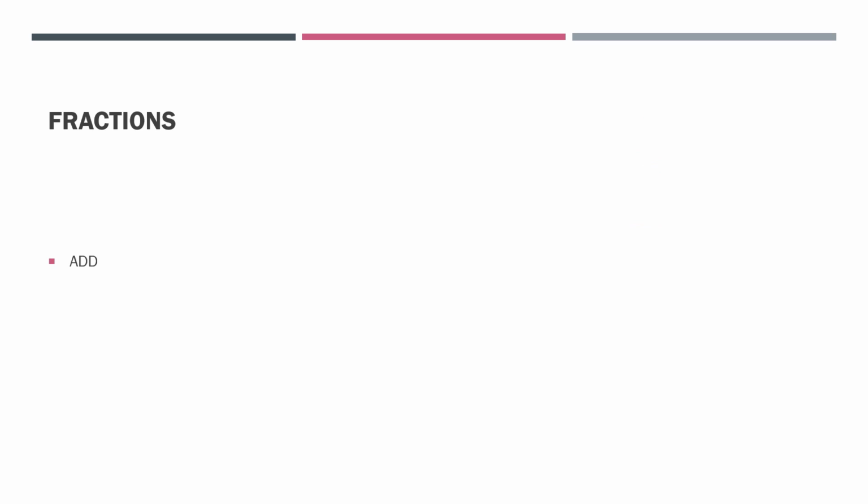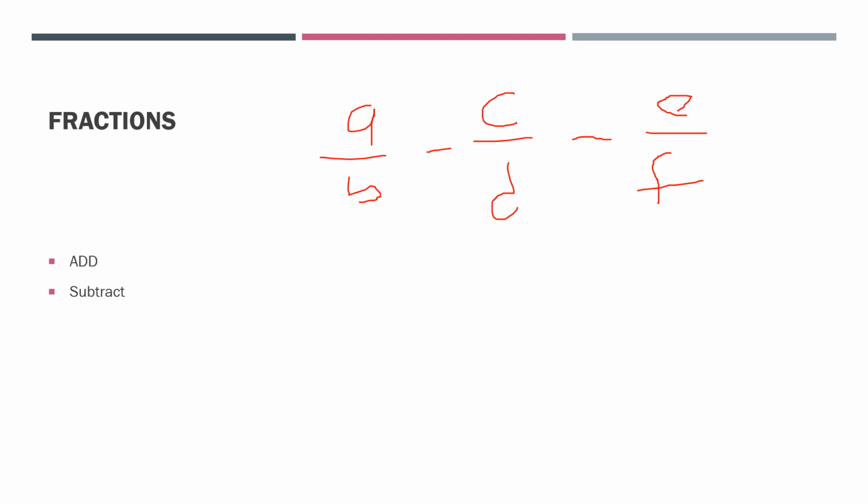So let's say we have 3 fractions, but now we're going to do them when we are subtracting them, because when you add, you apply the very same principle as when you subtract. So let's say now we have A over B subtract C over D subtract E over F. We're just going to do the same thing.